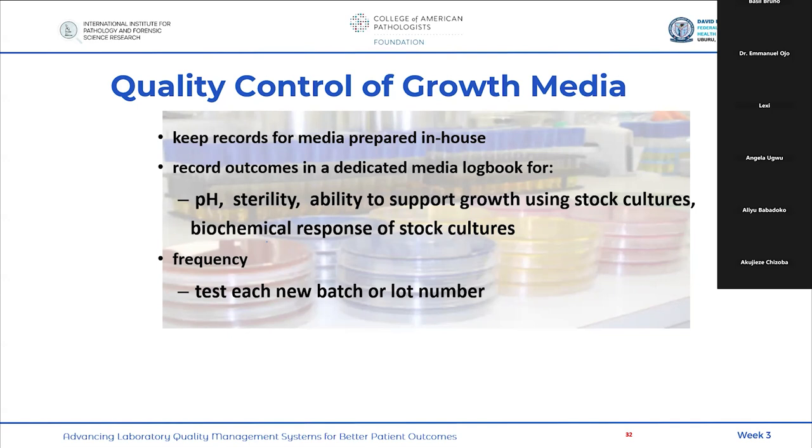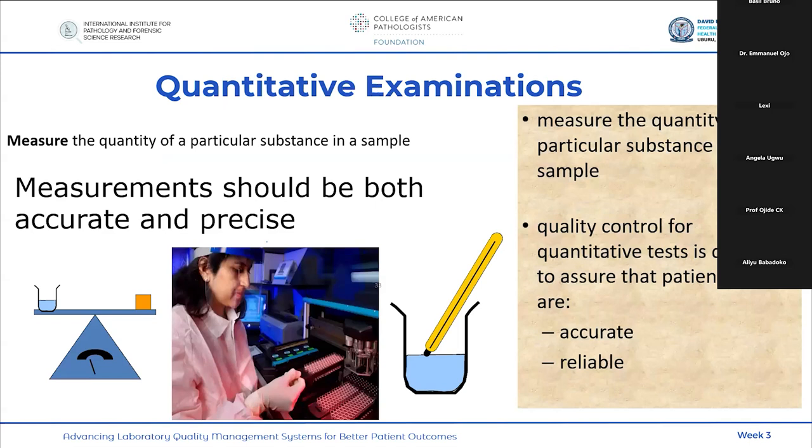So also the pH, the sterility, the ability to support growth using stock cultures. I explained this earlier on. The frequency will also need to be documented.